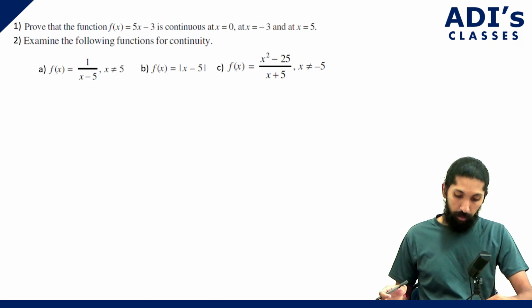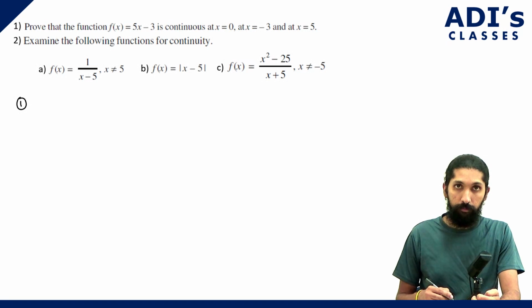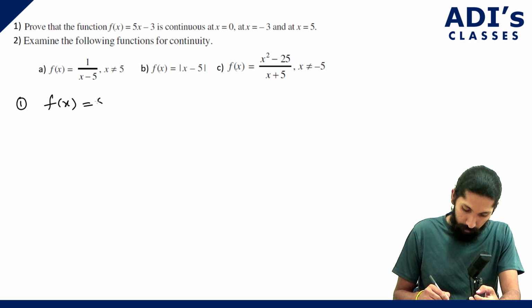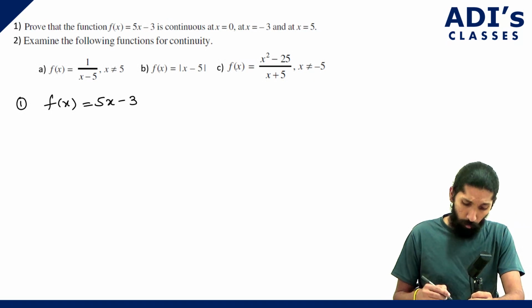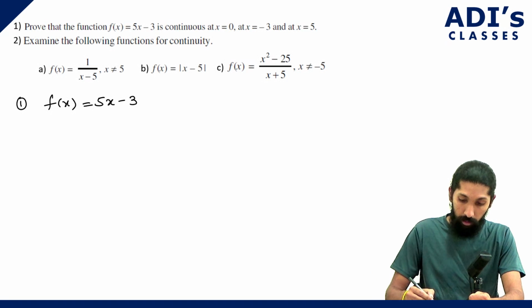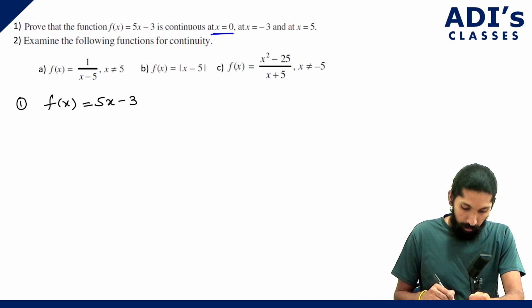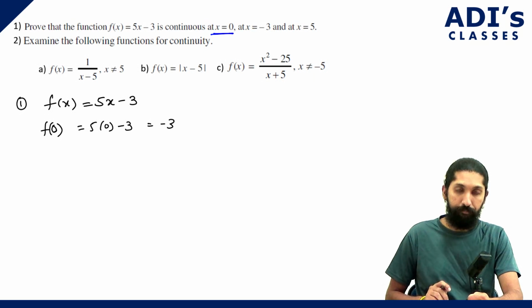So, first part, we'll start off by taking the function itself. f of x is equal to 5x minus 3, correct? First we'll put x value as 0, because my first part is taking x as 0, isn't it? So first, take f of 0. This is going to be 5 into 0 minus 3, which is nothing but minus 3, correct?